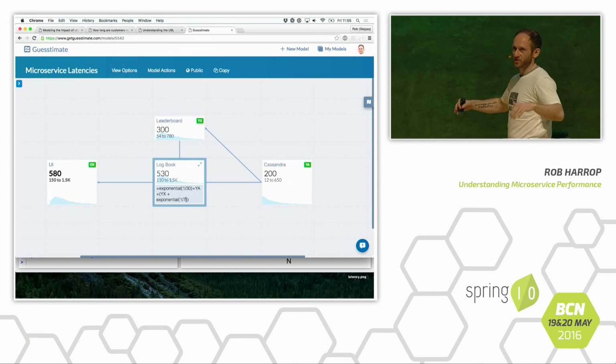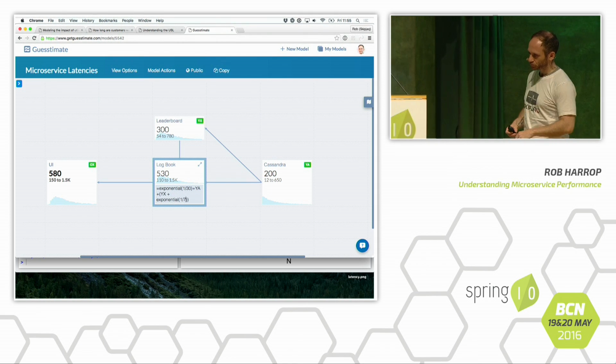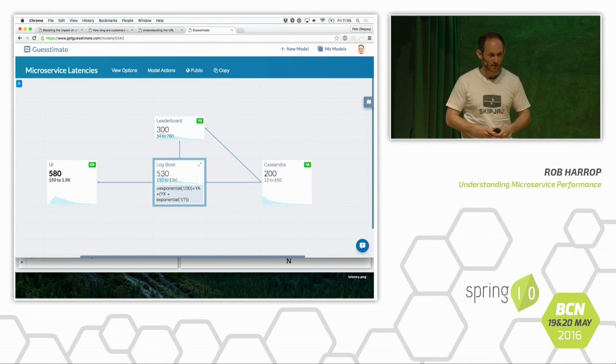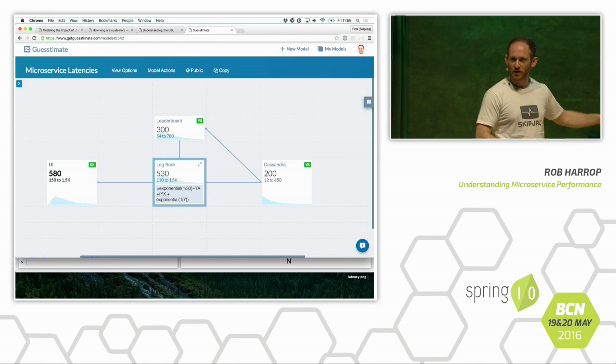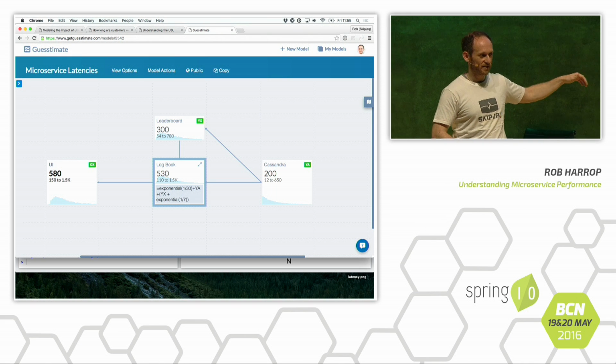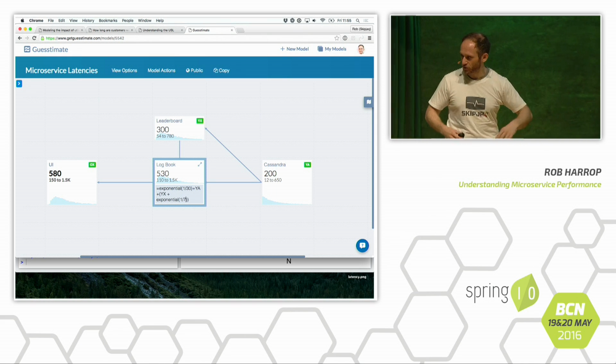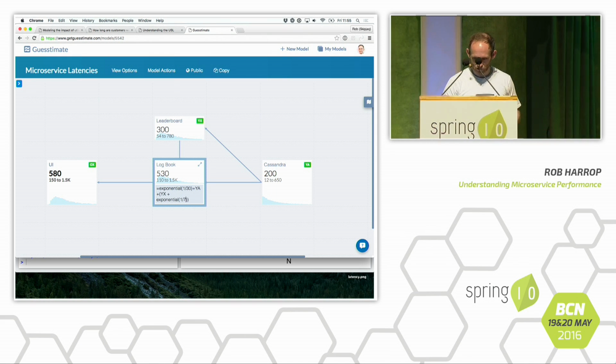So it's a nice way of just thinking about how to model these systems. And because you can fire in your real monitoring data, your real latency distributions, you can just simulate this to your heart's content. It's just a great tool. I'm really kind of impressed by it, as you might tell.